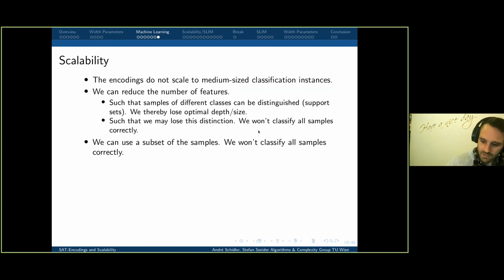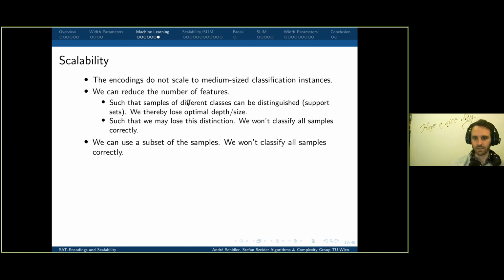The problem is that the encodings still do not really scale to medium-sized classification instances. So you can solve small and medium-small instances, but not medium or large instances. And usually classification instances in machine learning get quite large. Each paper in the previous list acknowledges this in some way, and they offer different solutions to actually scale this. So one is we reduce the number of features.